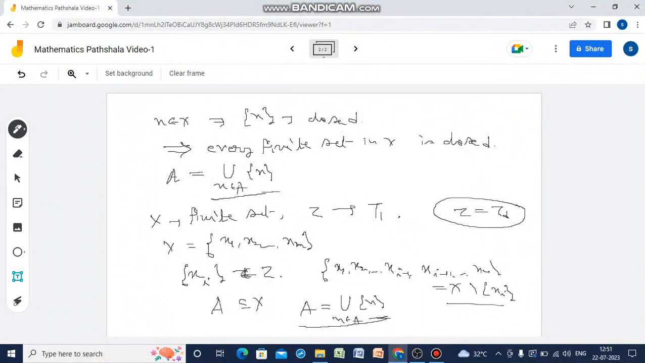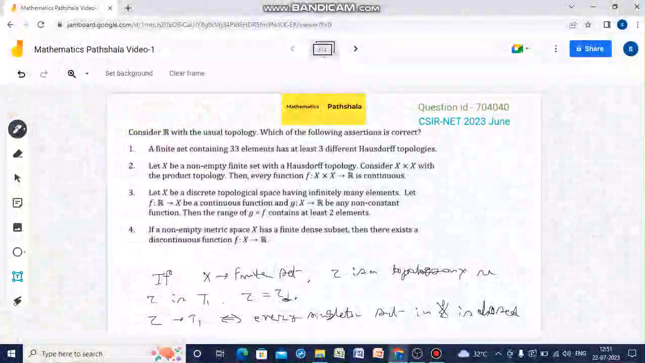So this tau becomes equal to tau D, the discrete topology on X. So any T1 topology on any finite set will be equal to the discrete topology.